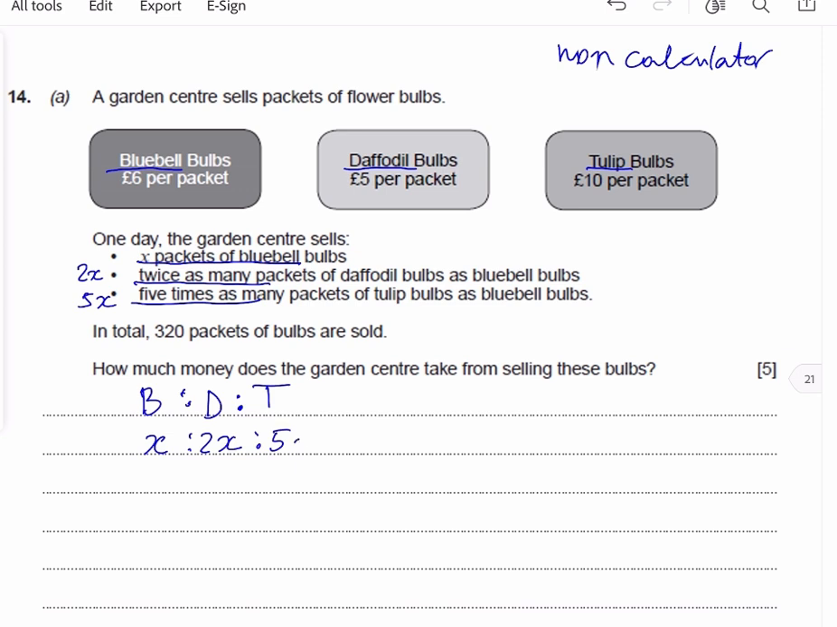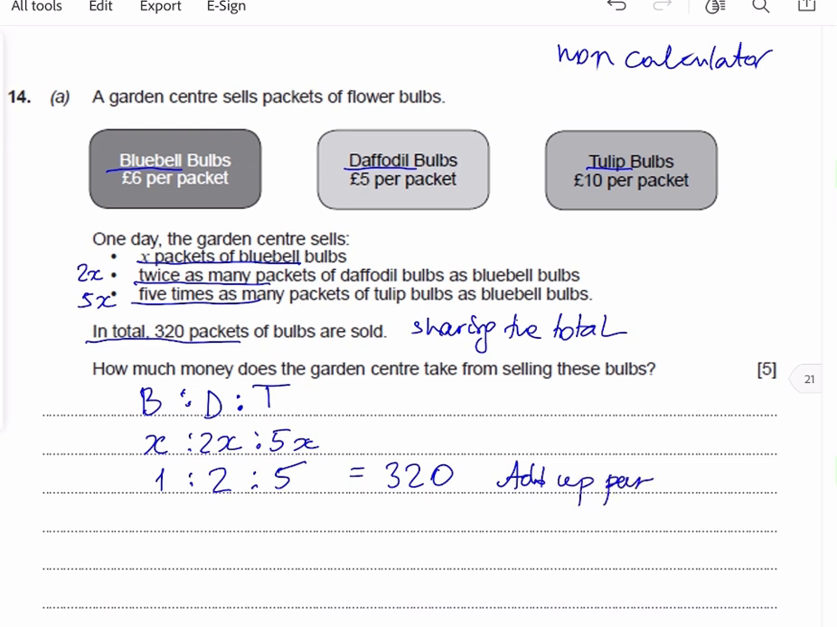If you don't like working with X's, we can just write them as 1 part for bluebells, 2 parts for daffodils, and 5 parts for tulips. So altogether, that represents 320 packets. So we're talking about sharing the total in a ratio. So we're going to add the parts together. That's always the first step when you're sharing the total in a certain ratio. So add the parts together: 1 plus 2 plus 5 gives you 8.